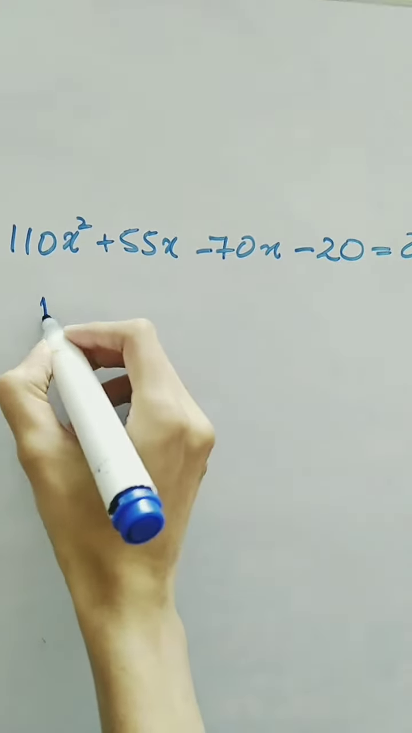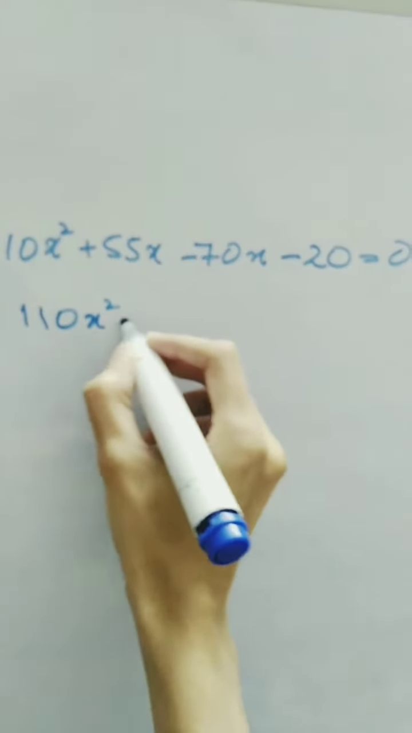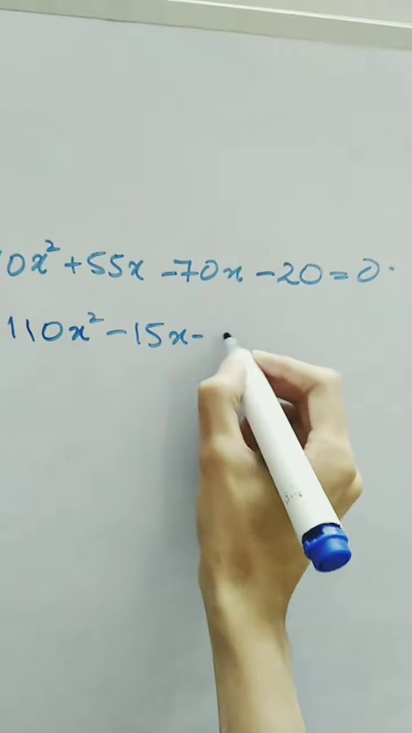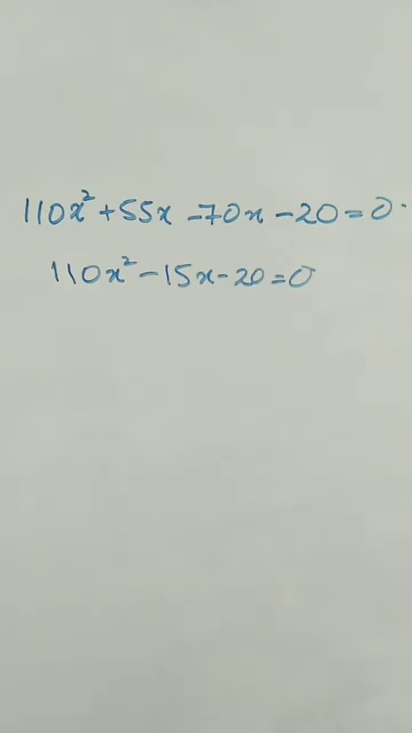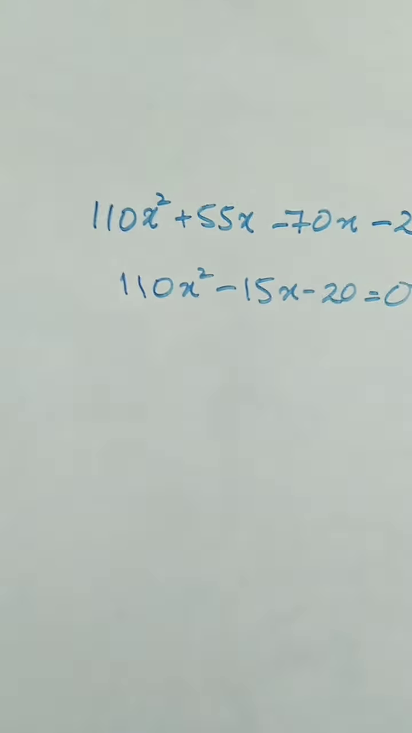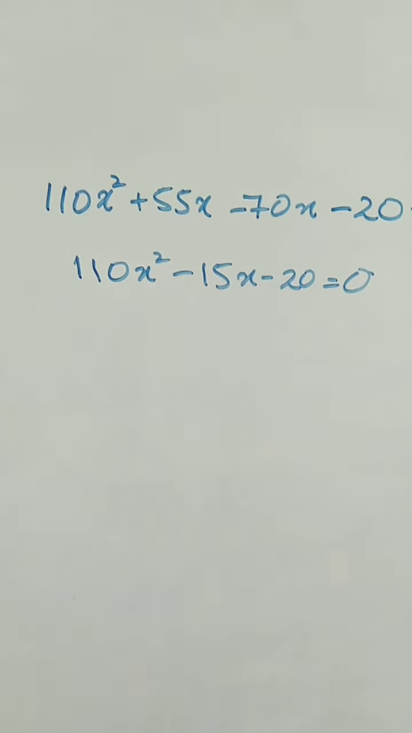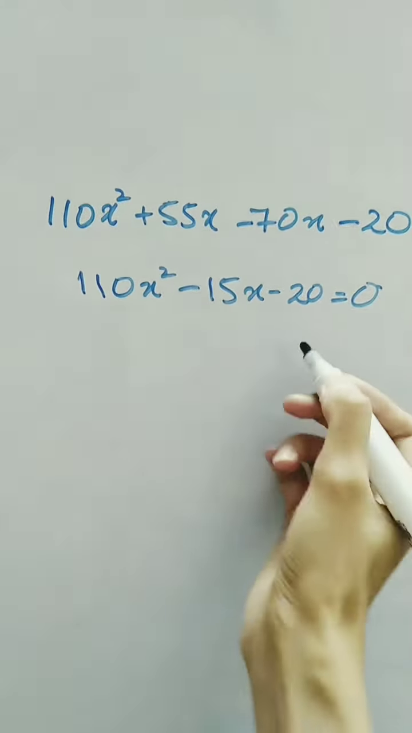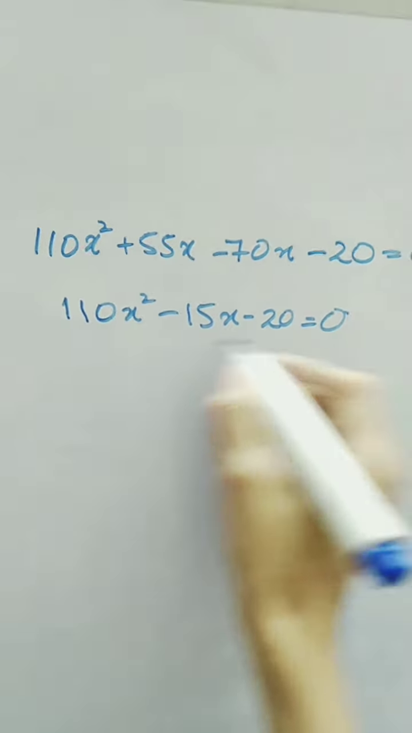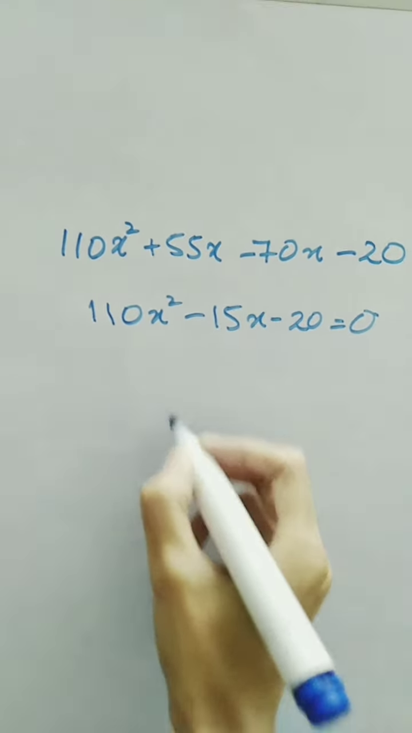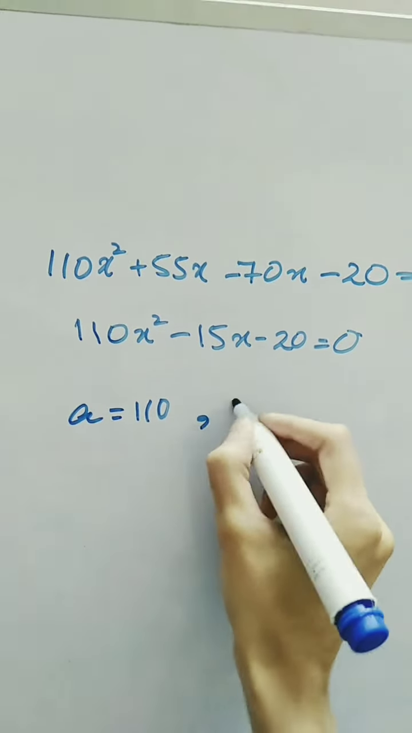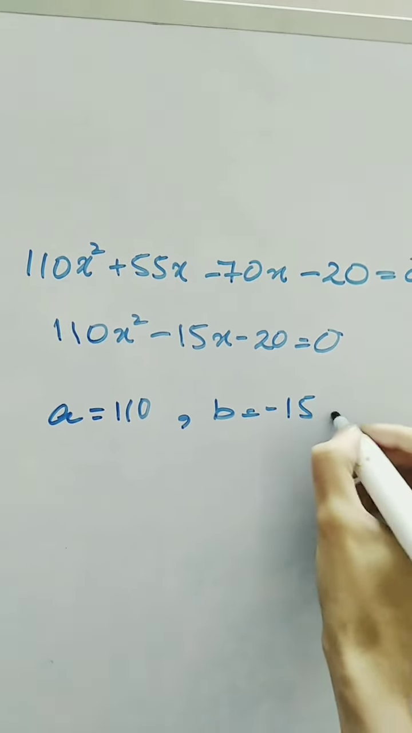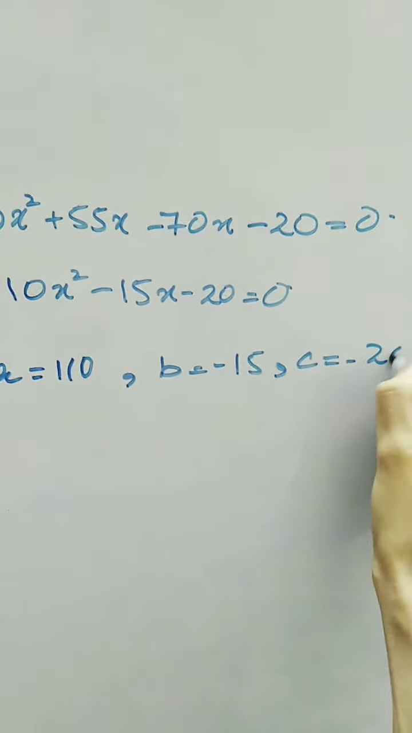Further solving, we will have 110x² minus 15x minus 20 is equal to 0. Now here the factors look quite difficult, so we can use the quadratic formula in order to solve this equation and get the value of x. Here a is 110, b is minus 15 and c is minus 20.